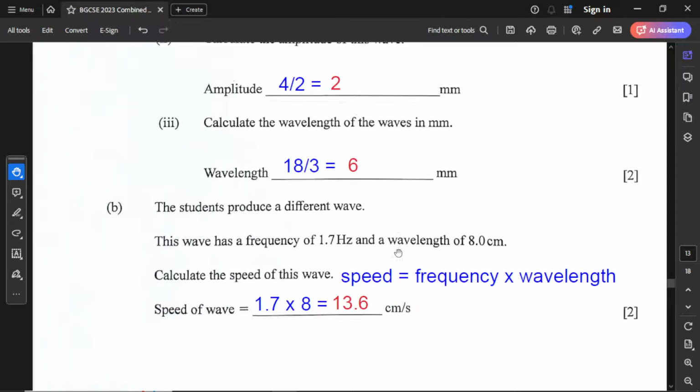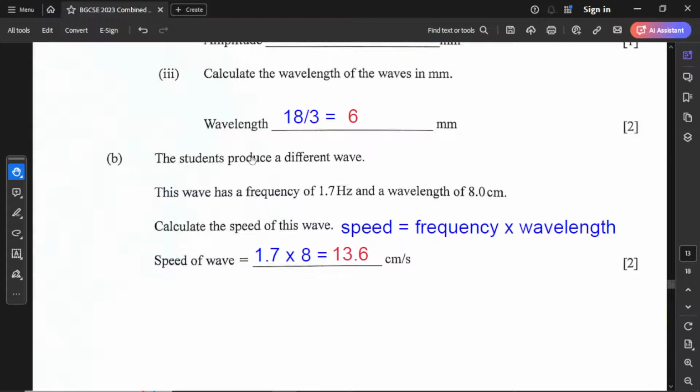Part B, it said the students produce a different wave. This wave has a frequency of 1.7 hertz and a wavelength of 8.0 centimeters. Calculate the speed of this wave. Again, speed of wave is equal to frequency times wavelength. We have the frequency, which is 1.7 hertz, and the wavelength here is 8 centimeters. Therefore, the speed is 1.7 times 8, which gives you 13.6 centimeters per second.